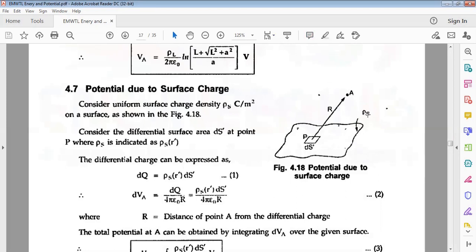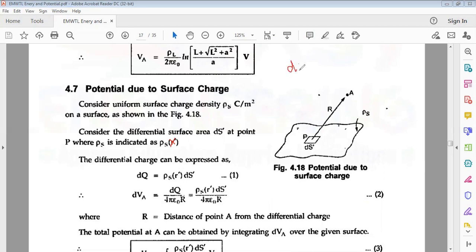with a uniform charge density rho S, and a small differential surface area dS at the point P. The charge density is rho S; no need to write it as a function of R dash, because R dash is just the distance. Simple, it is rho S.